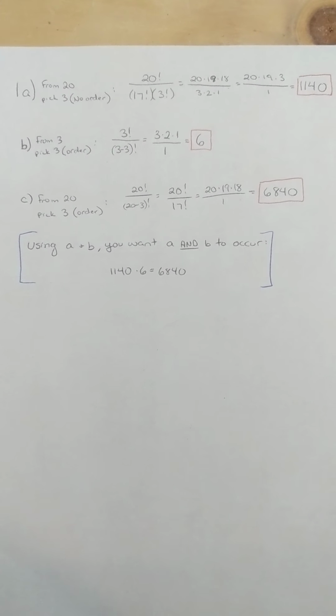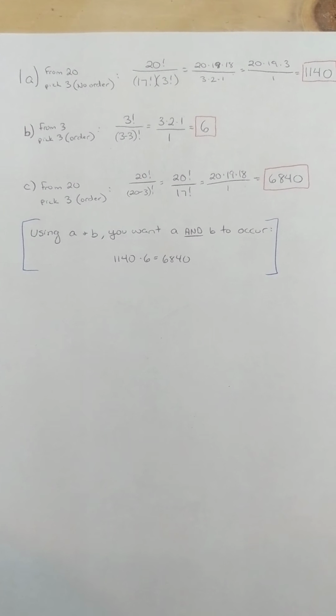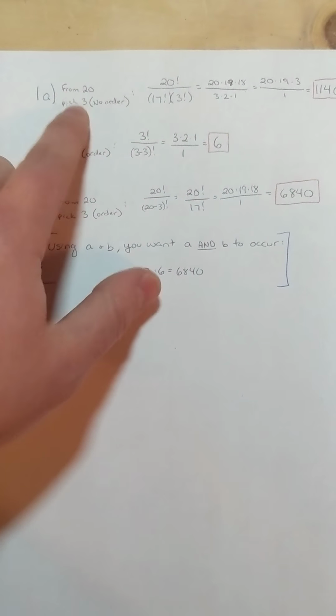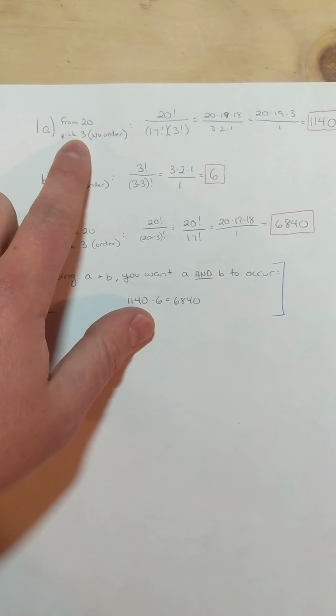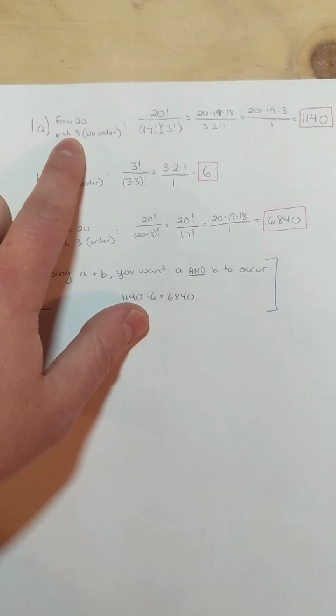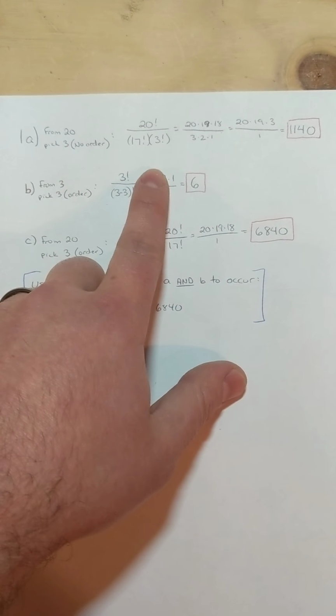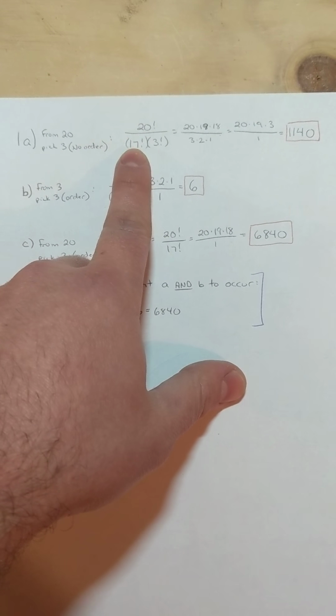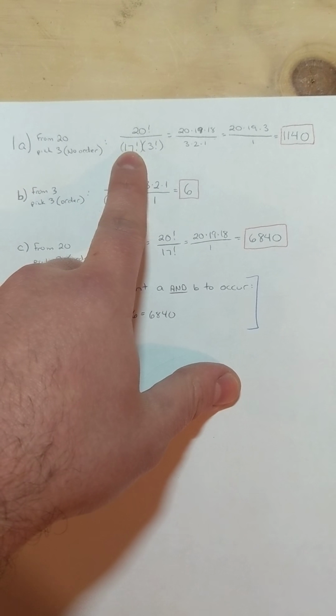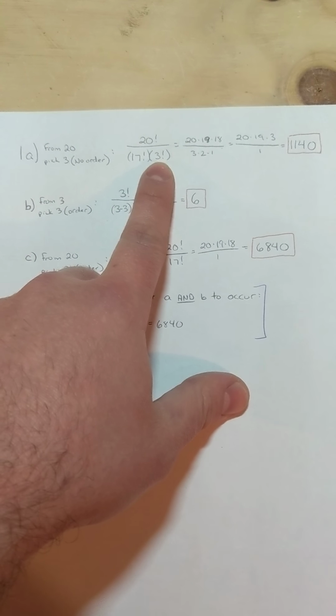Alright guys, so here's an explanation of the other night's homework. For the first one, you're picking 3 people for an election, but they're just going to be finalists. They're not going to be in any specific order, so it's a combination. So 20 factorial over 20 minus 3 factorial is 17 factorial times 3 factorial.